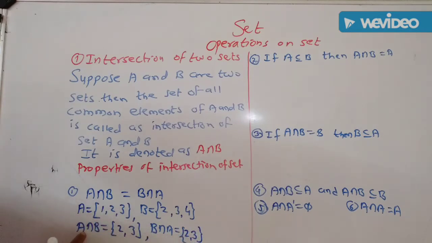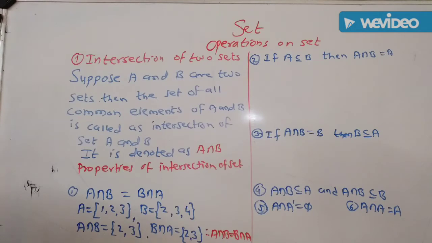That means whether we take A intersection B or B intersection A, we get the same result. A intersection B is equal to B intersection A. We can write this property as: therefore, A intersection B is equal to B intersection A.